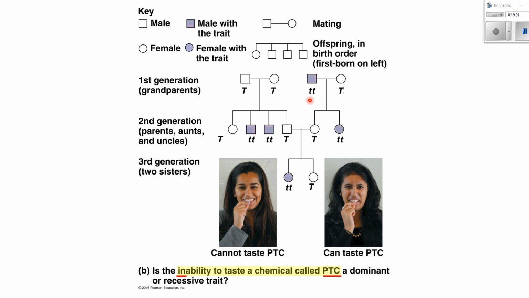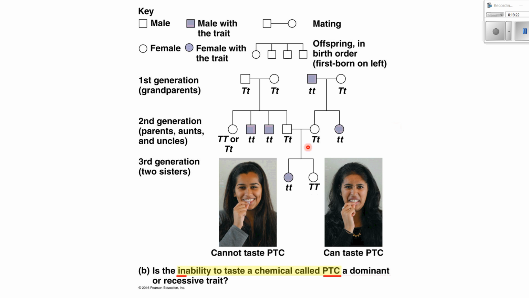If a parent is little t, then all of the kids are going to get a little t. So we know this girl has to have a little t. And I was able to go through and fill in all the genes for the folks in this family.